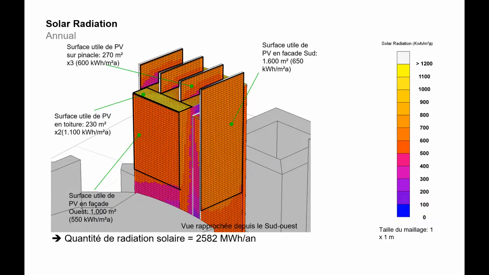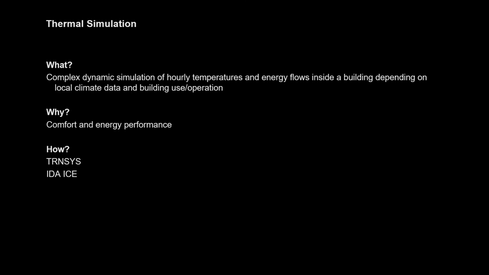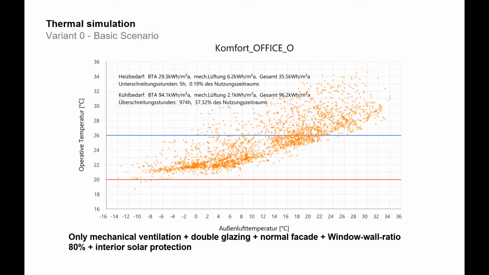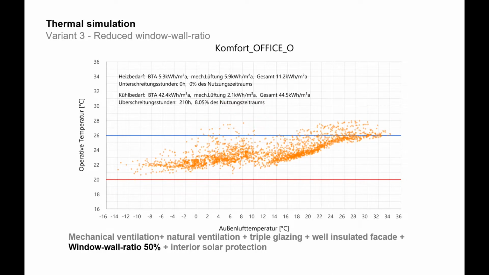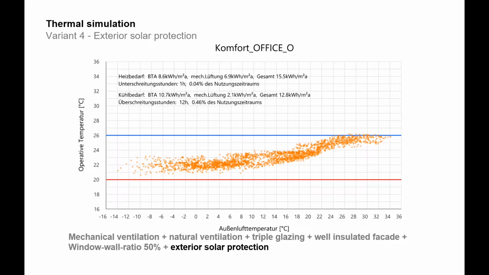And the last method that we showed was a thermal simulation, which is a complex dynamic simulation to assess the temperature comfort inside a space of a building. We can show here with different methodologies, for example with a window-wall ratio or with a shading device, how the temperatures inside of a building will change.